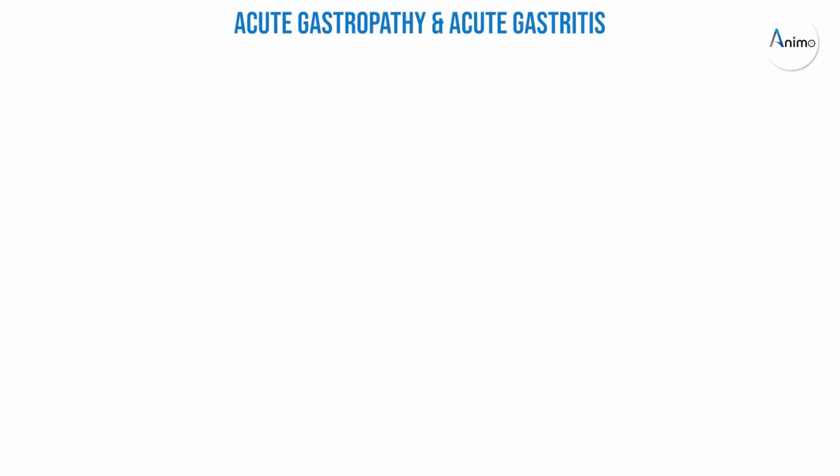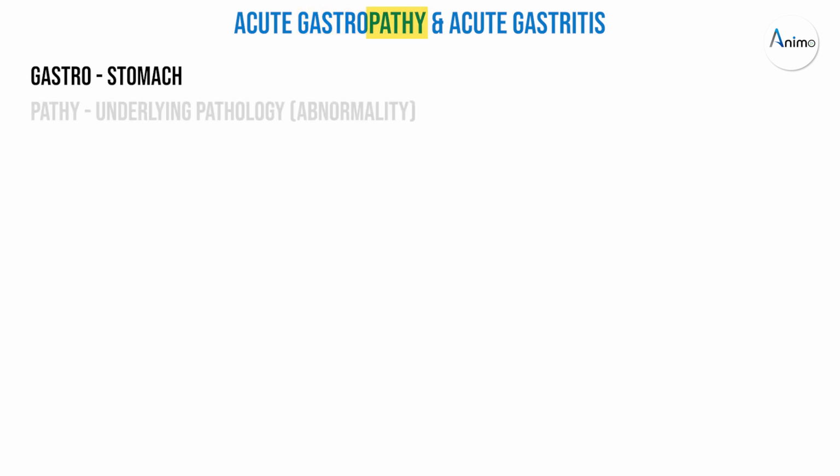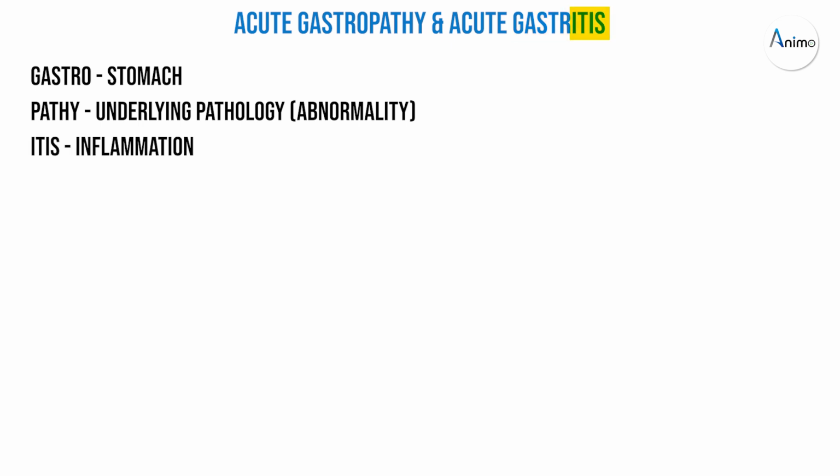Okay guys, now our next topic is the morphology of gastropathy and acute gastritis. So now let's break these words. The word gastro means something related to the stomach, and the word pathy means the underlying pathology which is irritating the normal function of the stomach. And here you see gastritis, where the suffix itis means inflammation. So there is some kind of inflammation in the stomach in acute gastritis, which is not found in gastropathy. So the key feature differentiating between the two of them is the inflammation.